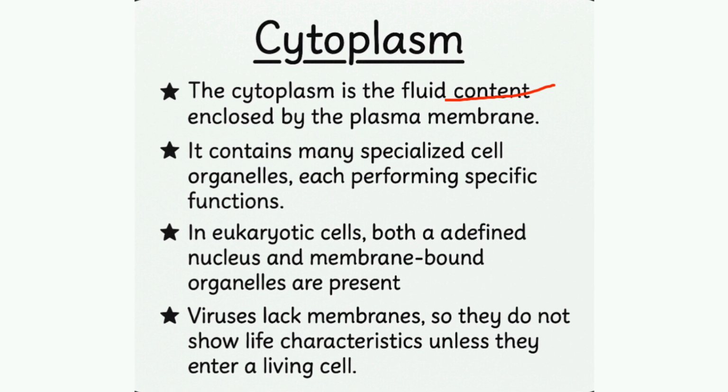That is, both nuclear membrane and membrane-bound organelles are present in which type of cells? Eukaryotic cells. What about prokaryotes? In prokaryotic cells, both a defined nucleus and membrane-bound organelles are absent. That is, prokaryotes do not have a true nucleus or membrane-bound organelles. Like that, viruses which do not have membranes at all are not considered fully alive until they enter a living host and use its cell machinery to reproduce. That is, viruses lack membranes, so they do not show life characteristics unless they enter a living cell.